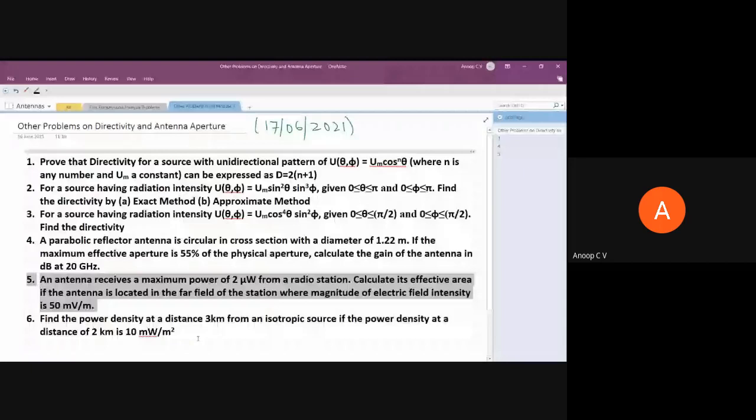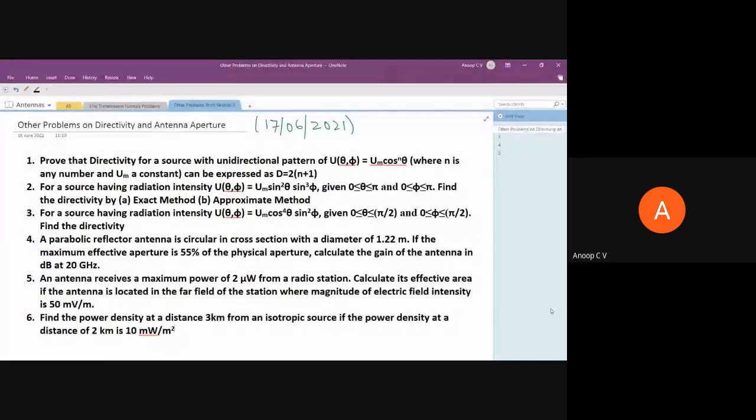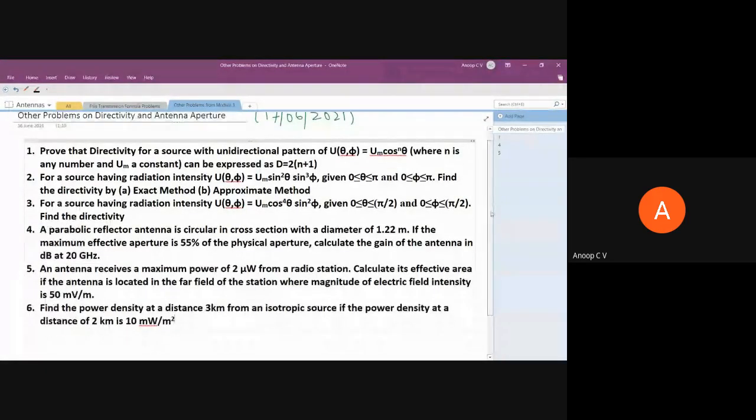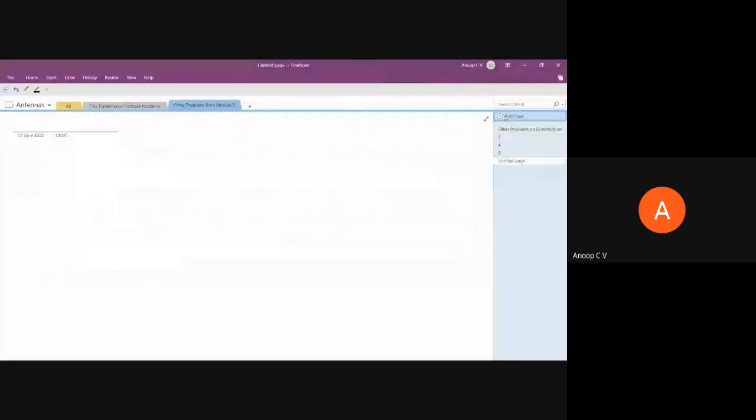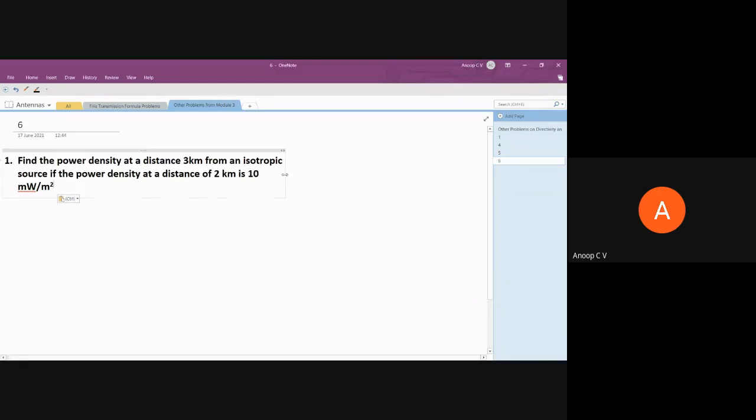Right. So this is a very, very simple problem. This is another type of problem which is possible. So I am asking you to solve this: find the power density at a distance of 3 km. I'll just copy and paste it in. Right. So the question is, and I won't solve this. I want you to solve this.